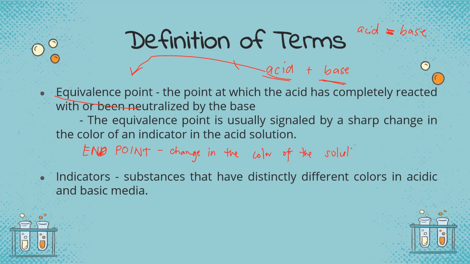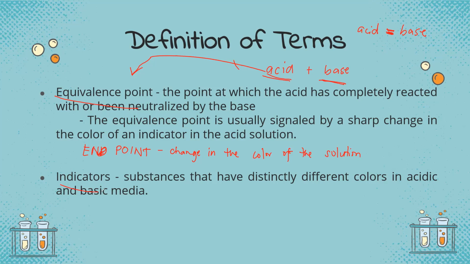And kapag nag-change na ang color ng solution, that will now give us a hint na we have to stop the titration process. Okay? Kasi yung endpoint is actually near the equivalence point. And the reason why nag-change ng color yung ating solution, it's because of the presence of the indicators. So si indicator class, ano siya? Ibang chemical substance na naman siya na ina-add natin doon sa ating solution.